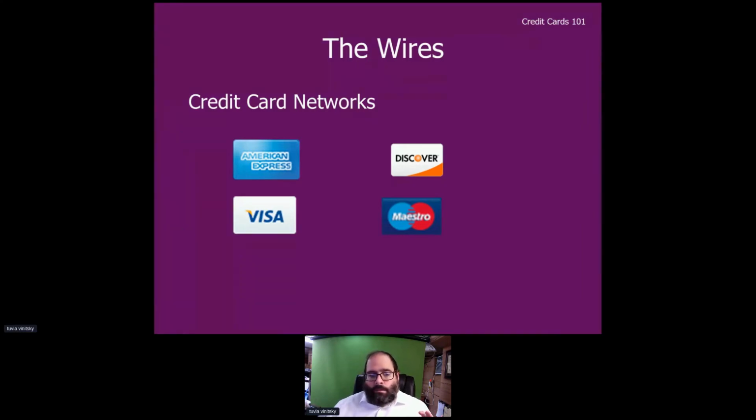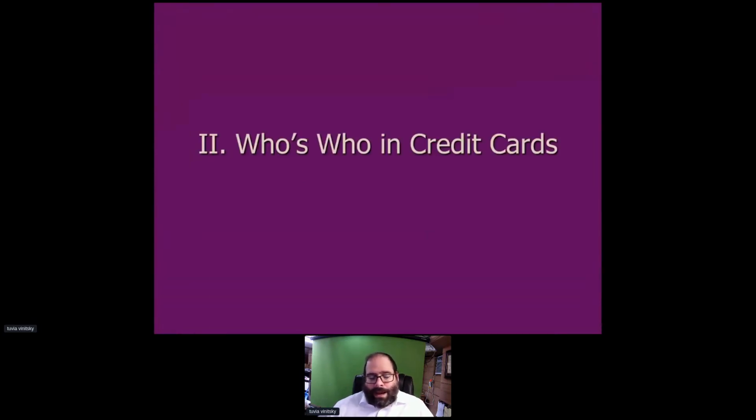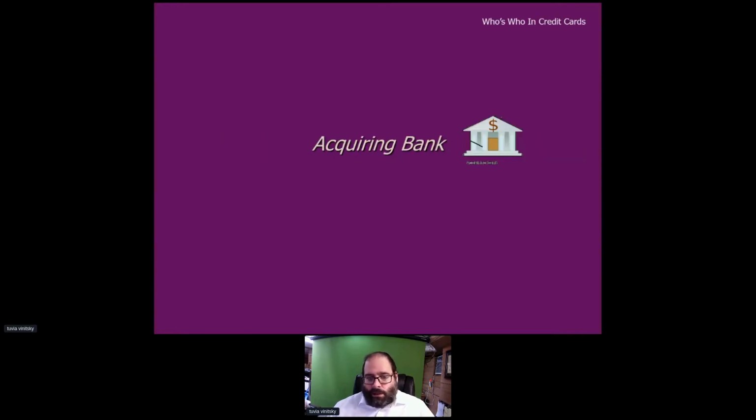Even banks are bound by the rules of the credit card networks. So we have our different kinds of cards, and we have our credit card networks as our initial terms that we need to know. Now, once we have those terms, we have to understand who's who in credit cards. And this is something that is not really publicized very well because it's a little complicated.